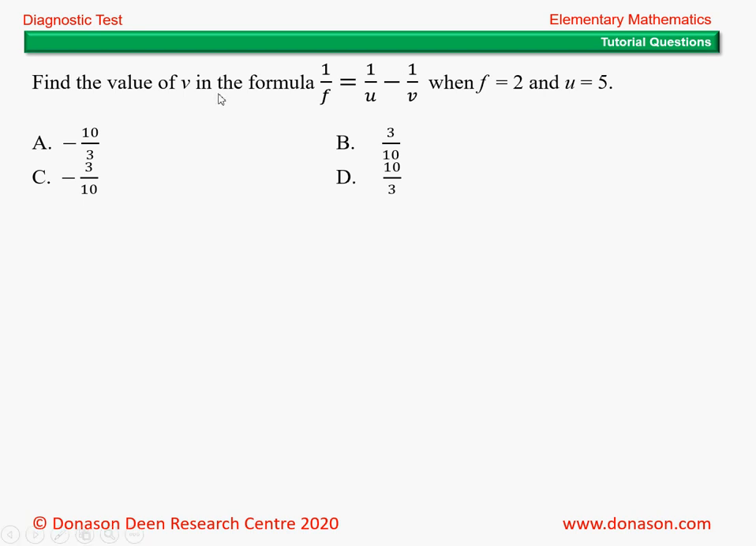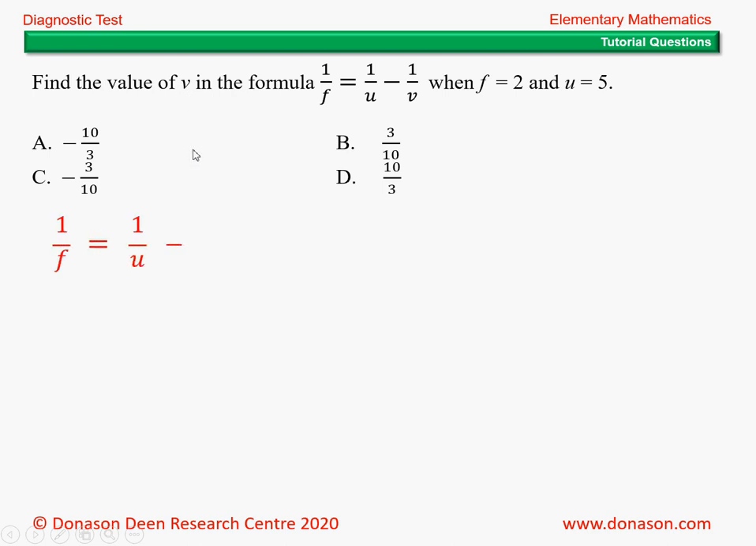Find V in the formula 1 over F equals 1 over U minus 1 over V. This is also a formula in physics which is used for calculating the focal length, object distance and the image distance. You are told that the value of F is equal to 2 and U is equal to 5. Now we are told to find the value of V.